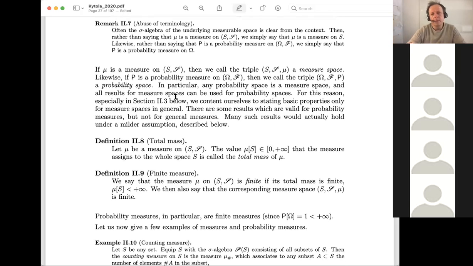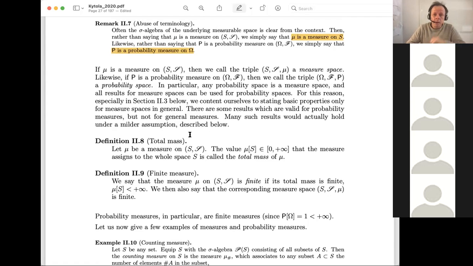One more thing about terminology is that sometimes we say that mu is a measure on S. That means that there is some underlying sigma algebra that we mean, and we sometimes are lazy and don't write it. Or we say that P is a probability measure on omega, so then we mean that omega has some sigma algebra that we have fixed once and for all, but we don't want to write it down every time.